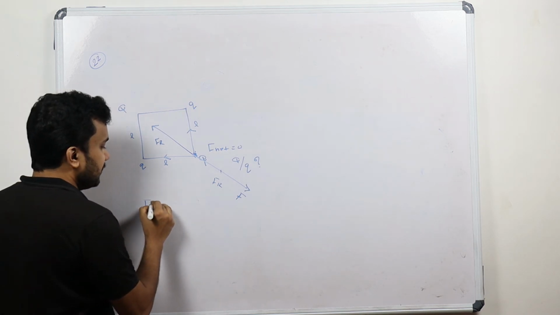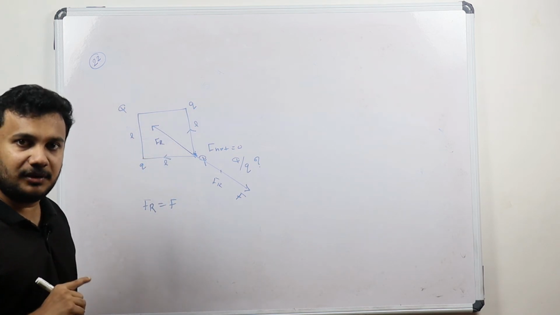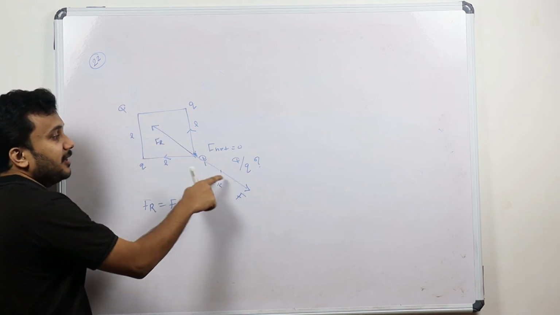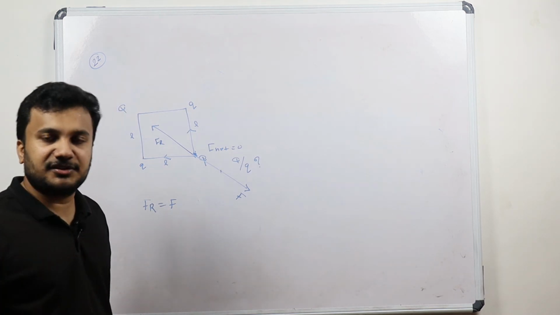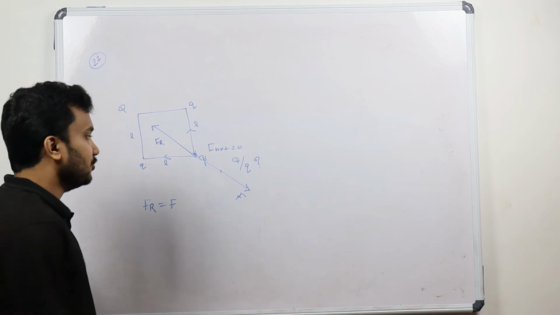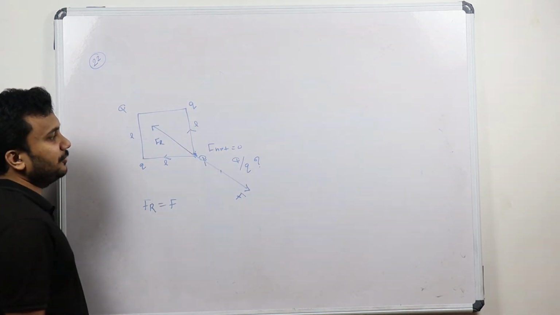Okay, so which means Fr equal to F. This condition should come. Both forces are equal in magnitude and opposite in direction. It should not be Fr in the same direction as F. If it comes like that, then there is no chance that the forces in the system will be in equilibrium, because two forces are acting in the same direction.